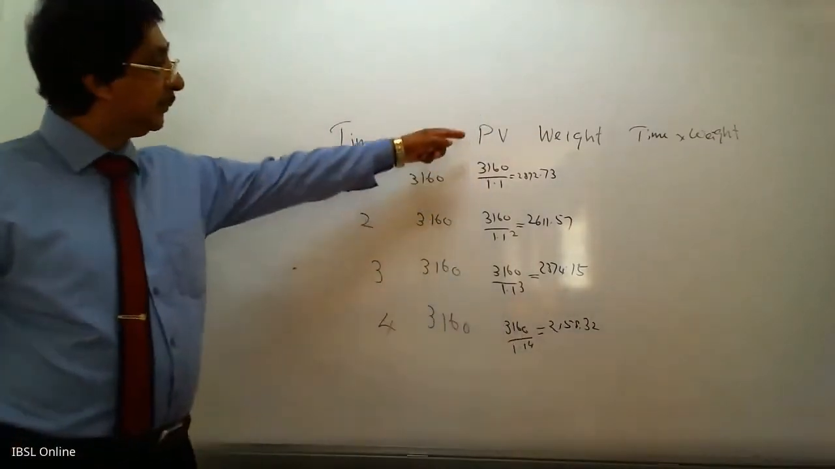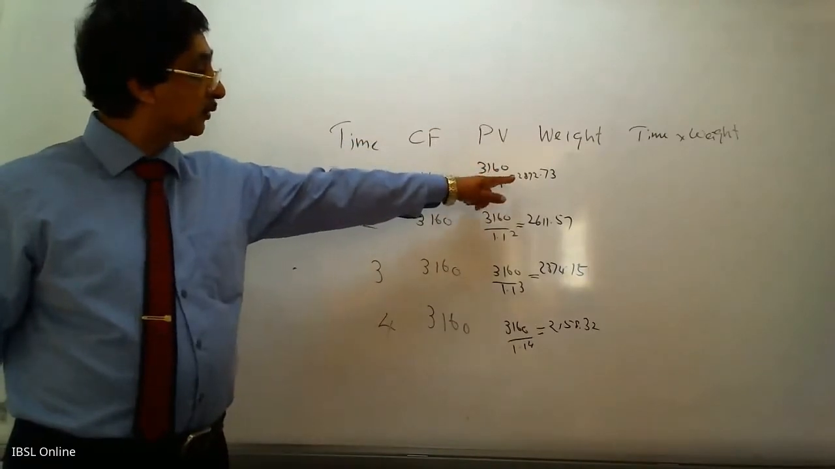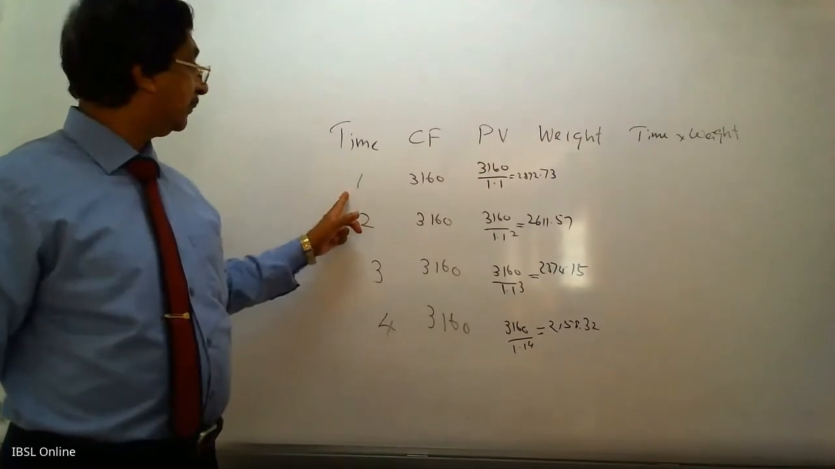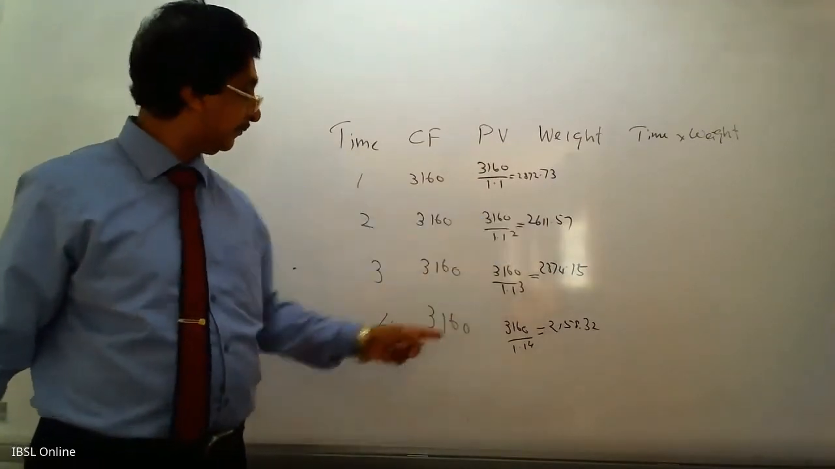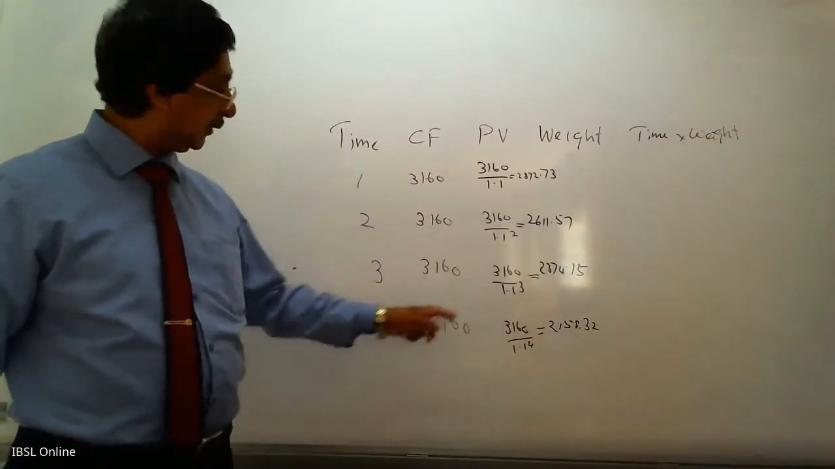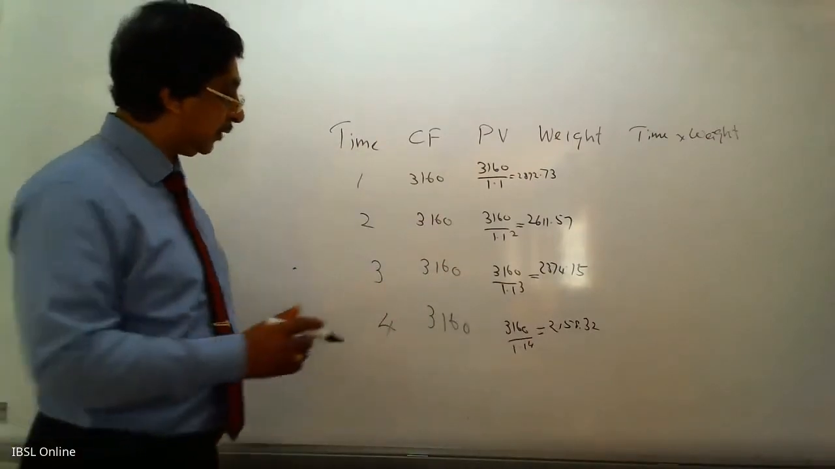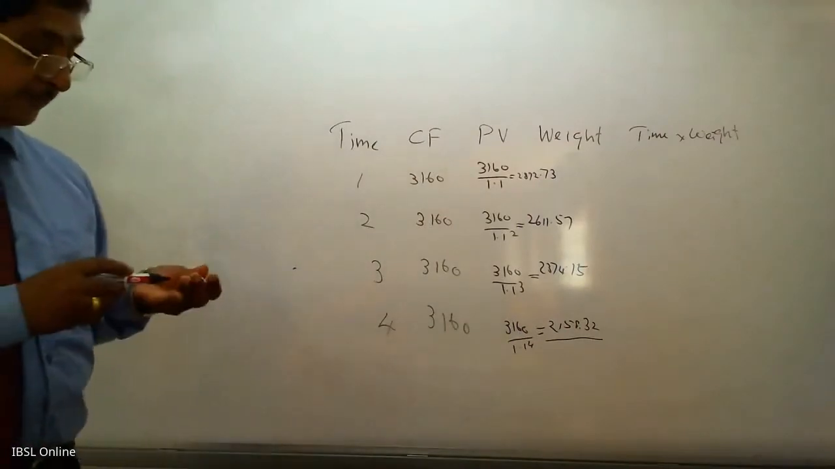Now the PVs are calculated here. 2,872.73 for the first year, second year 2,611.57, third year 2,374.15, fourth year 2,158.32. Now you have to get the total of this.